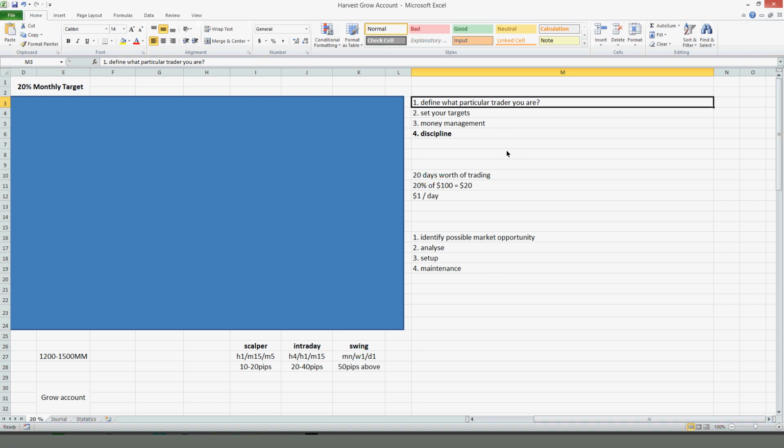When you go for intraday trading, then you're looking for setups at H4, H1. Those are the places you'll be looking for setups. If you want to be safe, you should be aiming for about 20 to 40 pips. And when you go for swing trades, you'll be looking at the setups on monthly, weekly, and daily. That's about 50 pips and above.